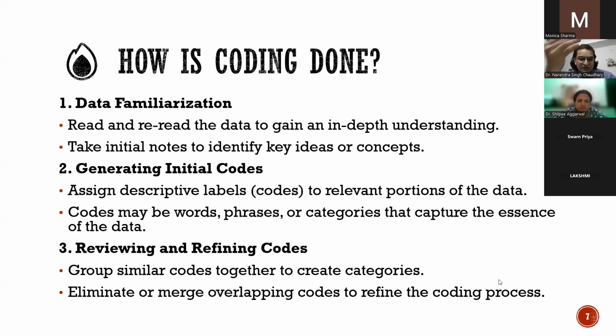Initially you had a certain research objective, and on the basis of that the data has been collected. Now you have to check the research question you had in mind and the questionnaire you developed based on it, and what kind of information is coming in. So codes may be words, phrases or categories.